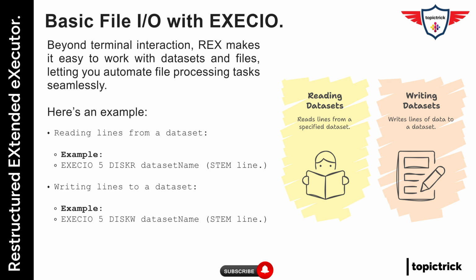Input and output are the foundation of making your scripts dynamic and useful. By mastering instructions like pull, parse, say, trace, and EXECIO, you'll be able to build scripts that are interactive, intelligent, and powerful.